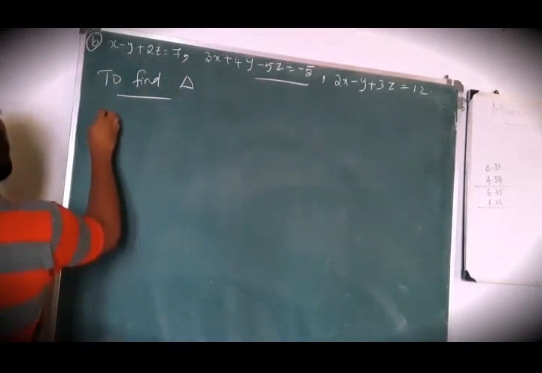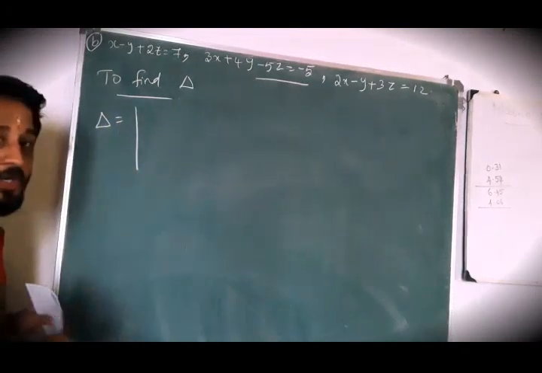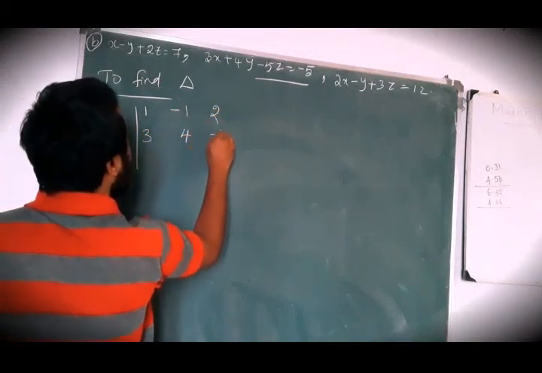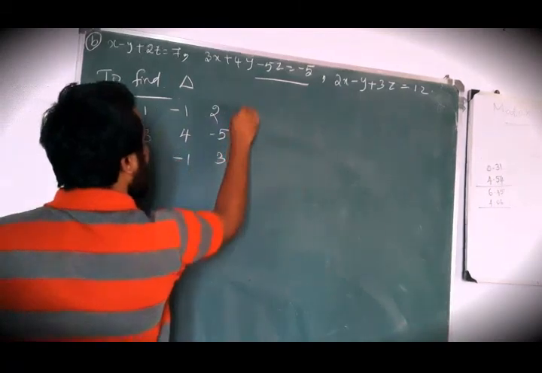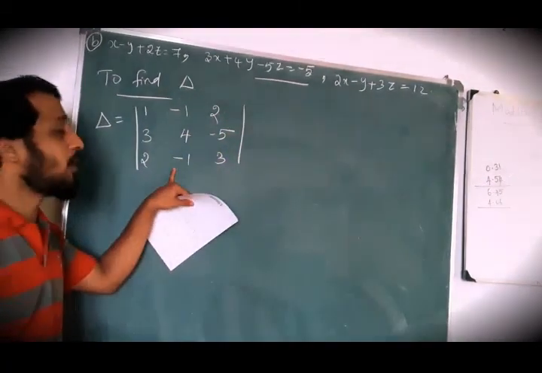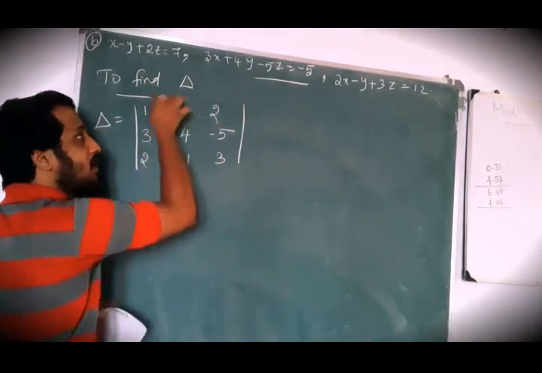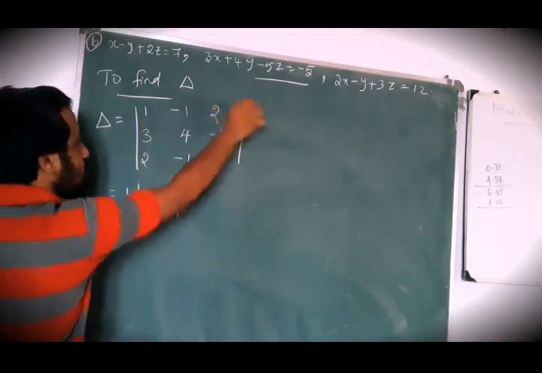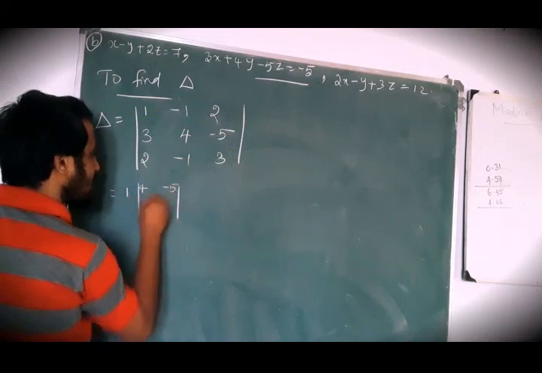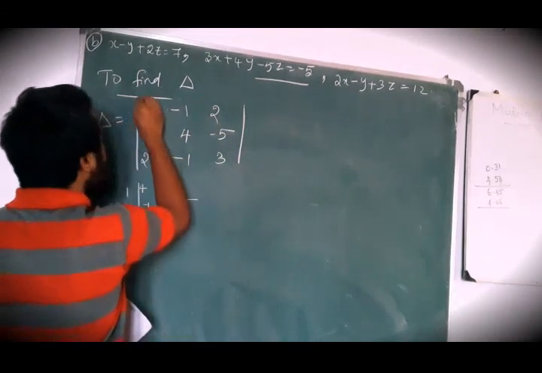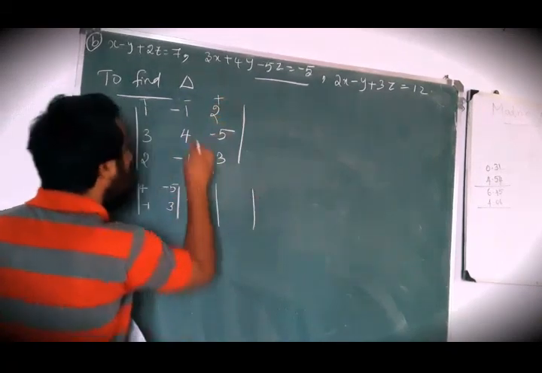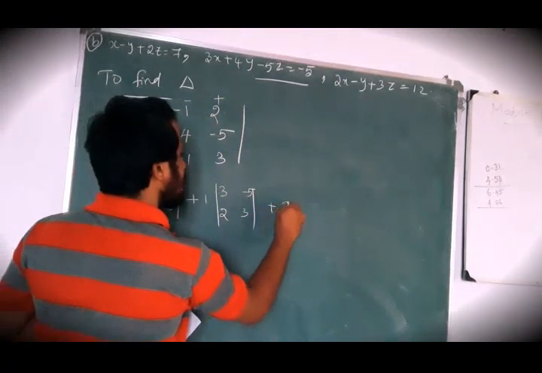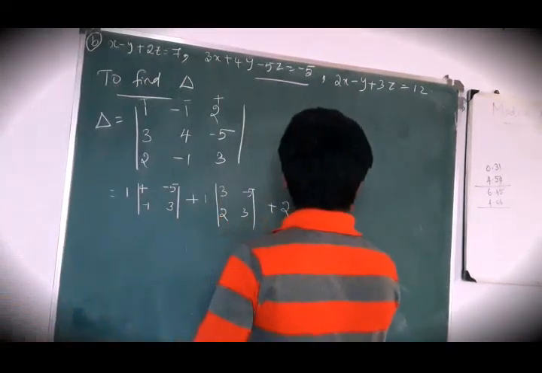To find delta, delta is equal to the determinant of the coefficients of x, y, z. That is 1, minus 1, 2, 3, 4, minus 5, 2, minus 1, 3. How to find the value of a determinant when the order of the matrix is 3 by 3? Expanding with respect to the first row, alternating plus minus. So that is 1 into the determinant, eliminating this row and this column: 4, minus 5, minus 1, 3. Then plus, minus, plus. So minus and minus is plus: plus 1 into the determinant 3, minus 5, 2, 3, then plus 2 into the determinant 3, 4, 2, minus 1.